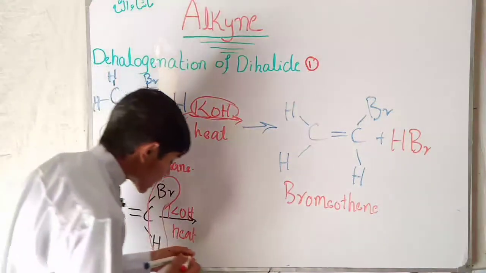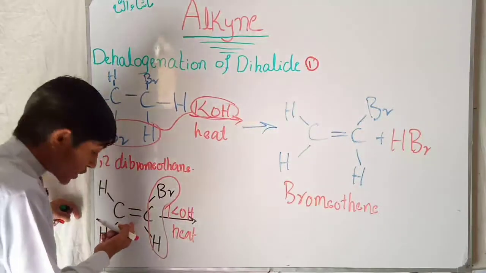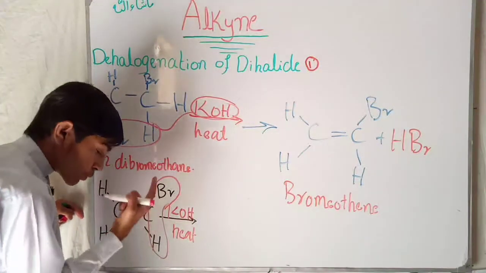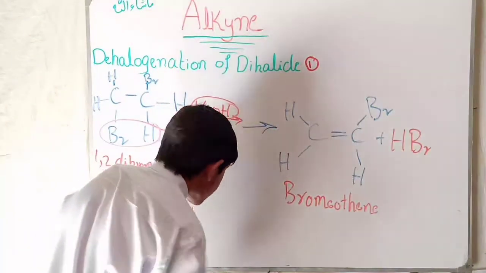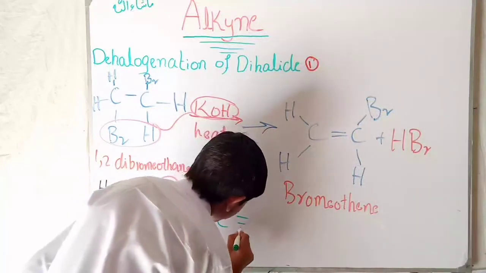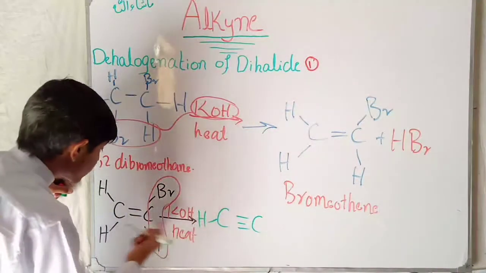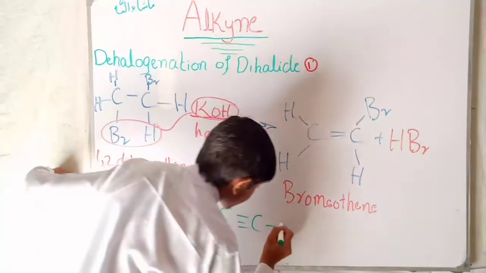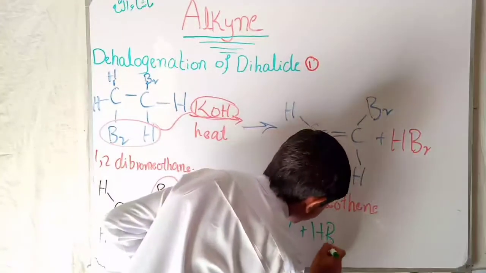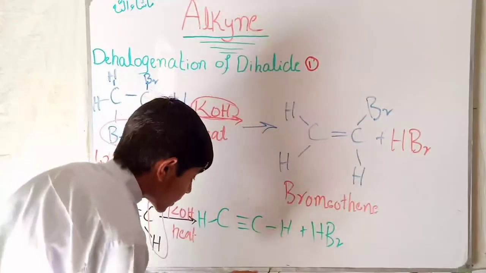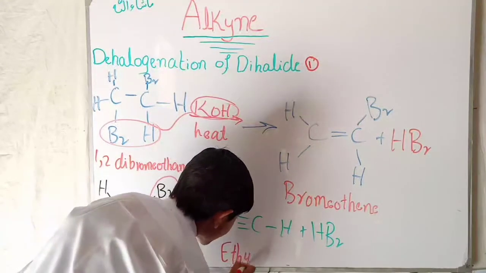So in the product, the double bond is converted into a triple bond by removing the bromine and hydrogen. It makes a triple bond between the carbon atoms, with one hydrogen remaining on each carbon, plus HBr. Now this is called ethyne.